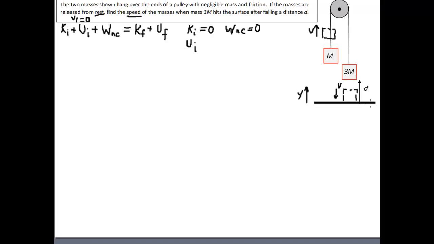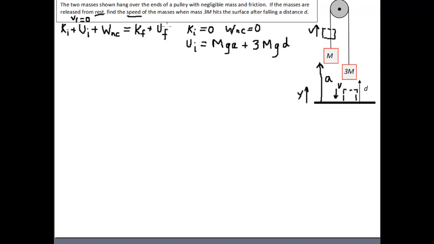For 3m it's easy because we have a symbol that tells us its height, but for m we're not given any kind of height, and so that means we've got to put it into the problem ourselves. So let's just call the initial height of m above the surface a. I don't expect that it should end up in the answer, but I've got to put it in here in order to write down the initial potential energy function. So for mass m, it would be mg times a, and then we have to add that to the potential energy of mass 3m, so 3m times g times d.